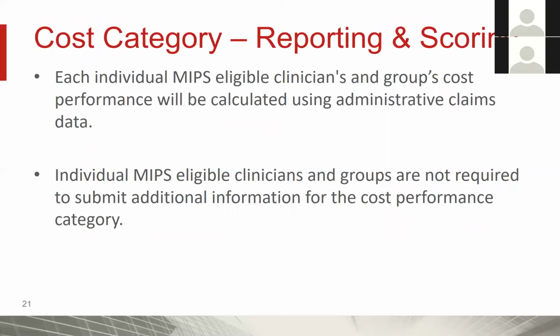So how is the cost category scored? Essentially, each individual MIPS eligible clinician and group's cost performance will be calculated using administrative claims data. Individual MIPS eligible clinicians and groups are not required to submit any additional information, as I mentioned, for the cost performance category. This is just based on your administrative claims data for reporting. Very easy, very simple, very straightforward.